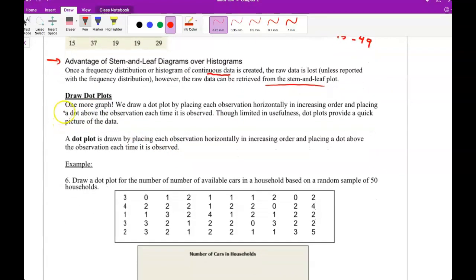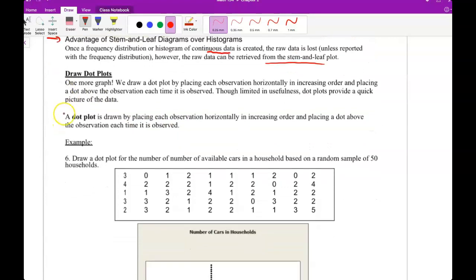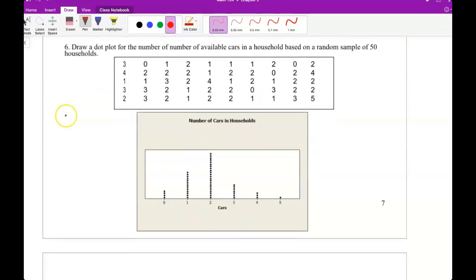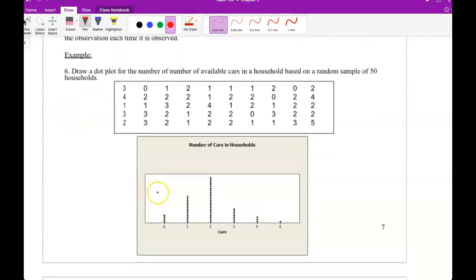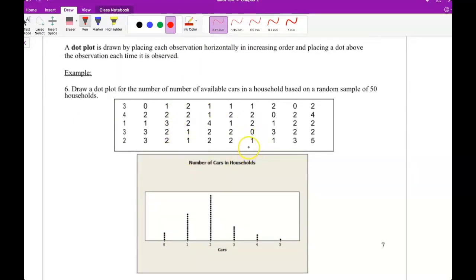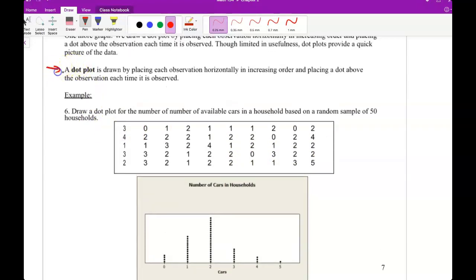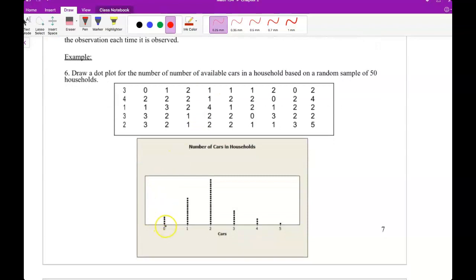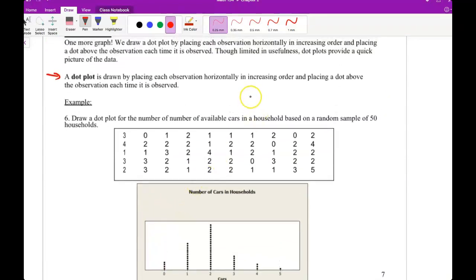The next part: draw dot plots. This part is easy. You only need to see what numbers you have in each table. This is example number 1, a sample of 50 households. Again, we have the number of cars. The dot plot is drawn by placing each observation horizontally. We're going to use a horizontal line and use dots, in increasing order.